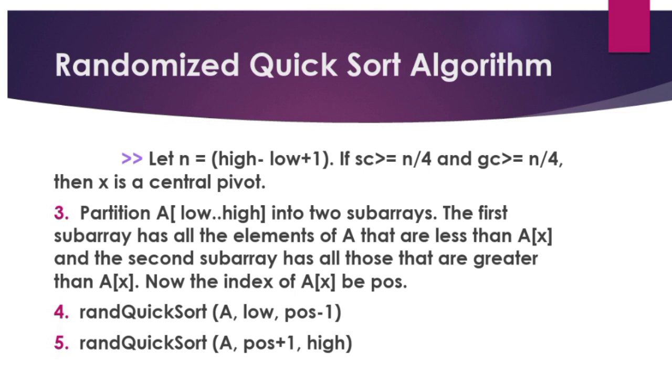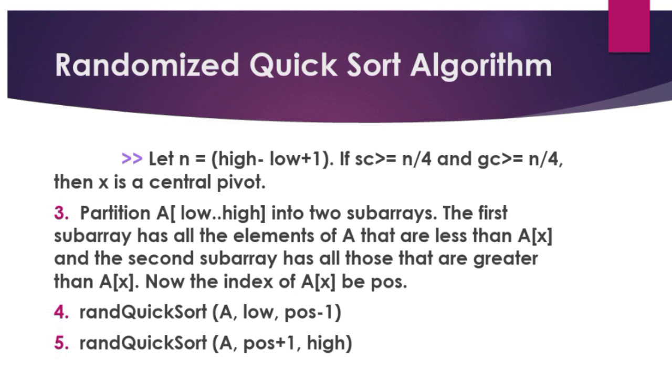Then partition the array A. The first subarray has all the elements of A that are less than A of x, and the second subarray has all those that are greater than A of x. Suppose at present the position of A of x is pos. Randomized quicksort will call itself two times recursively. First call is from low to pos minus 1, and second call is from pos plus 1 to high. So in step number 2 we can find a randomness.